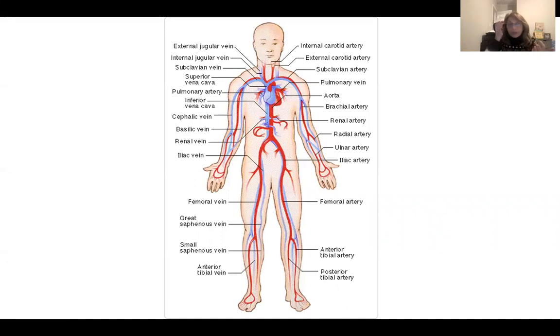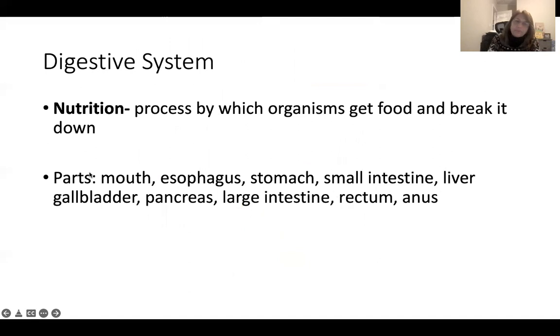If we look at the circulatory system, this is just some of the major arteries and veins in our body. This doesn't even have any capillaries, which are like everywhere. It really looks like a highway network in our bodies. It's amazing.